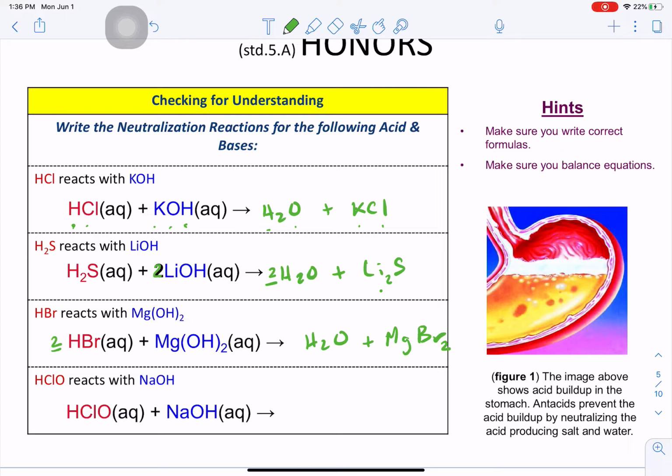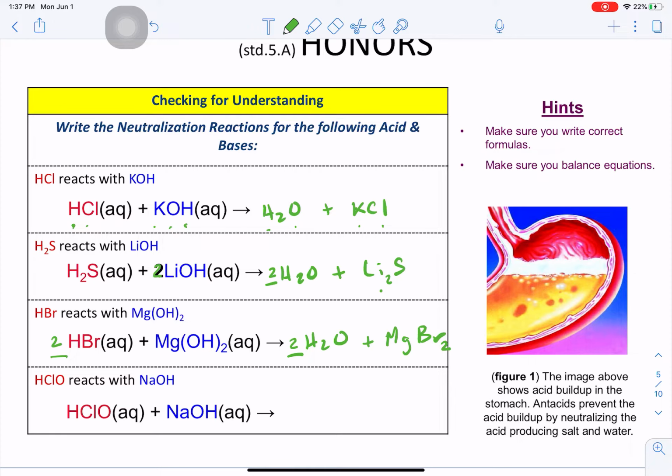Boom. Now we have 2 H's and another 2 H's. So that's 4 H's. So let's put a 2 here. Boom. Okay. Now over there we have 4 H's. 4 H's, we're good. Now we have 2 O's, 2 O's, we're good. We have 2 Brs, 2 Brs, we're good. 1 Mg, 1 Mg, we are good. Okay, this is how it is.